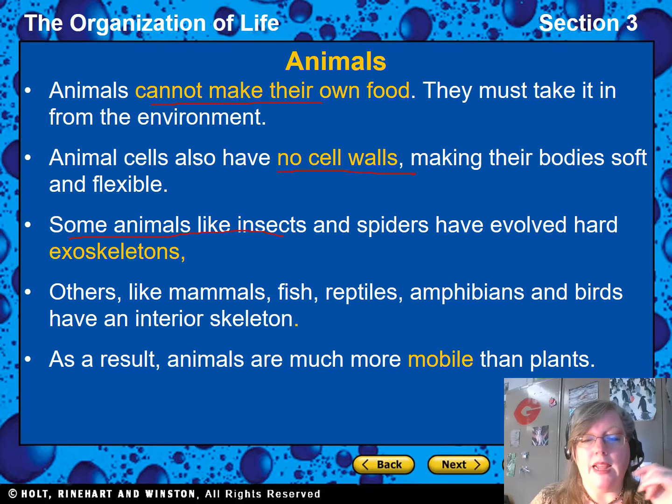Now, some of the animals like insects and spiders have a hard exoskeleton. You know exo means outside, right? Their skeleton is on the outside. That's why bugs go crunch when you step on them.